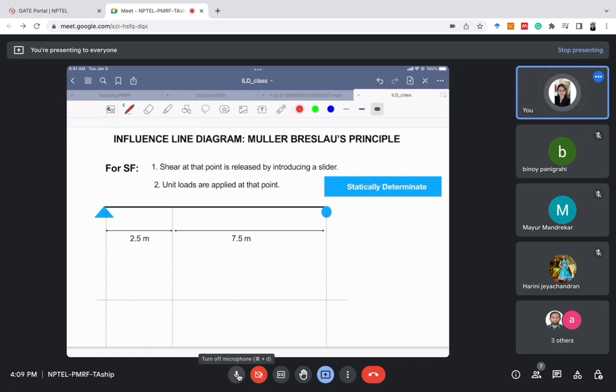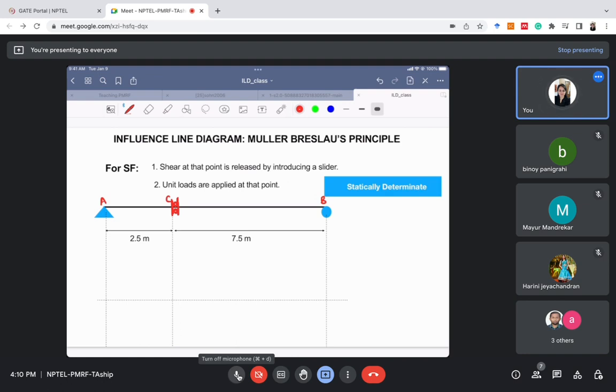For drawing ILD for shear force, here also we have two steps. Suppose this is point A and this is point B and this is point C, and we need to calculate the ILD for shear force at point C. The first step is we will make a cut here, at that particular point, and we will apply wheels or rollers here. Okay, we have made this cut here and we have applied these rollers.